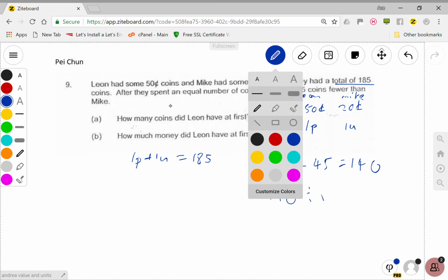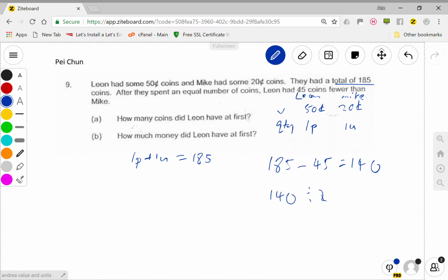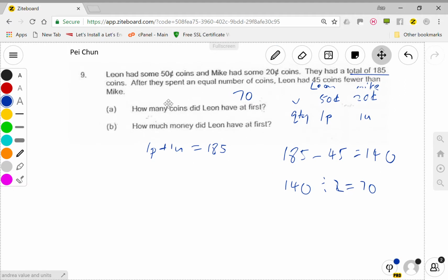Yeah, goes to 70. This is actually the number of coins that Leon has at first. Leon has 70 at first. Yeah, wait. Leon has 45 coins fewer than Mike. Okay, let me try and draw a diagram and see whether we can visually represent this. See, now how come the answer is 70?